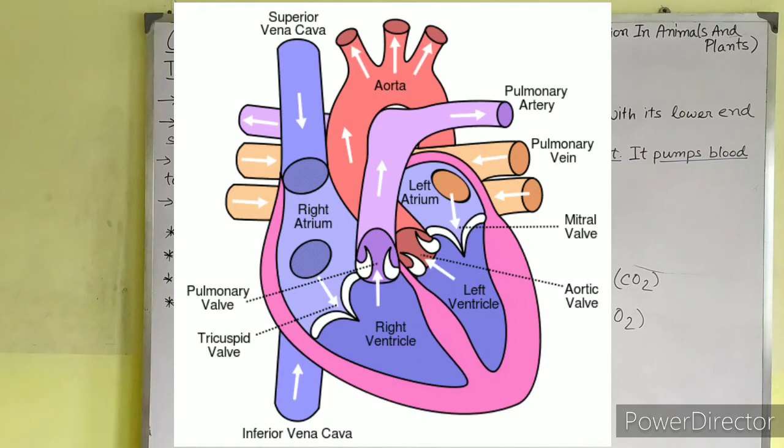So the blood from the right ventricle passes to the pulmonary artery present on both sides of the heart. You can see the purple colored, and the pulmonary artery carries the blood to the lungs for oxygenation. This is how the blood flows through the human heart.